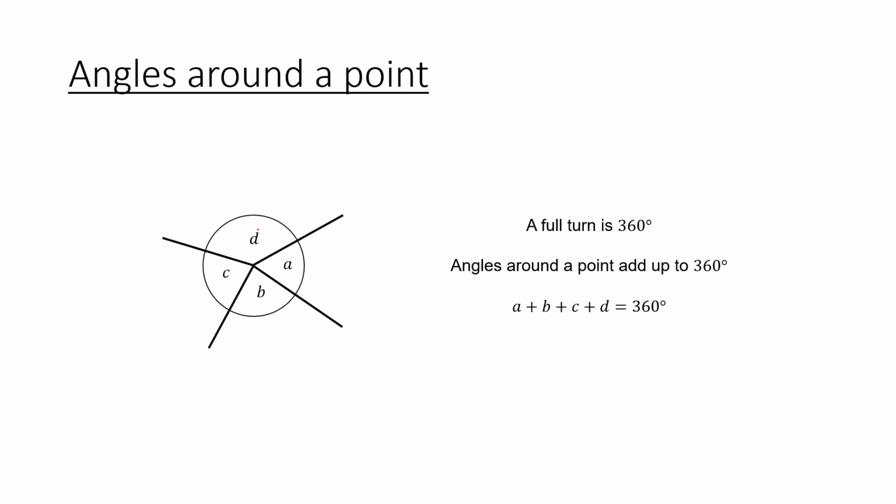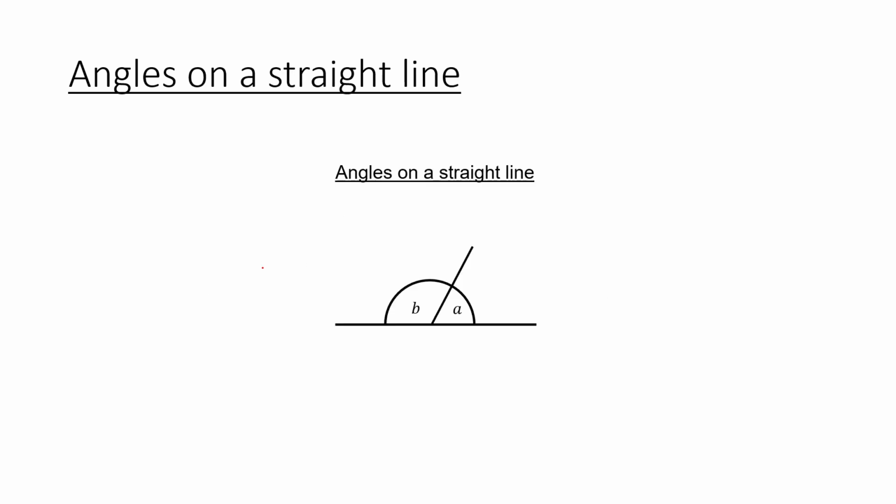But in this diagram, we've split around our point into 4 segments. But regardless, no matter how many segments you have, when you add all of them together, you should always end up with 360 degrees. Angles on a straight line.